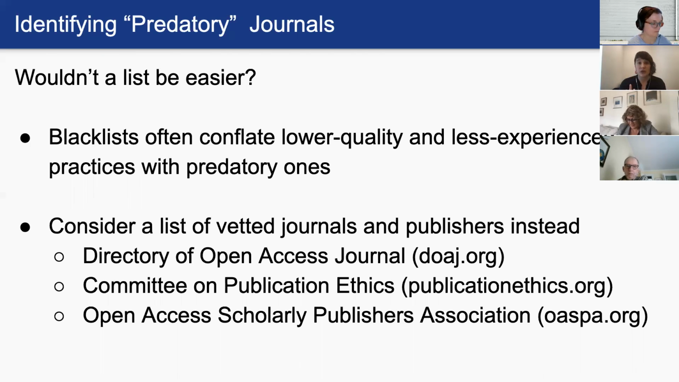The good news is that if you want to pair your evaluation of a journal with an evaluation made by others, there are lists of vetted journals and publishers, such as those from the Directory of Open Access Journals, the Committee on Publication Ethics, and OASPA. So once you've identified one or more trusted journals to potentially publish with, there are additional considerations to make in order to ensure that your manuscript is accepted.